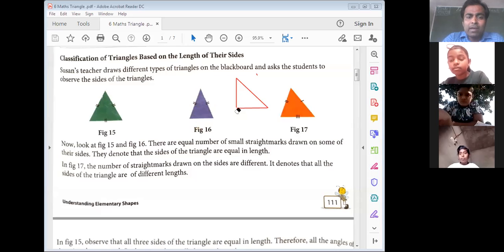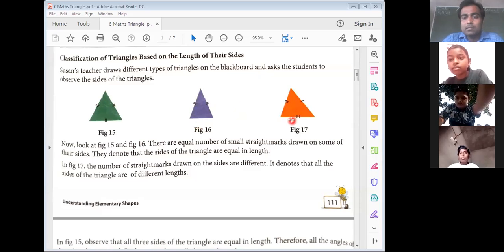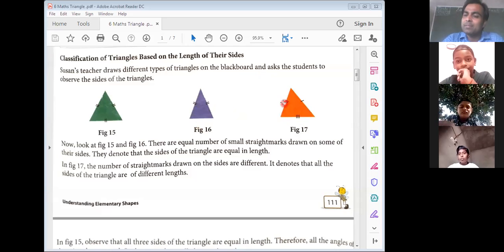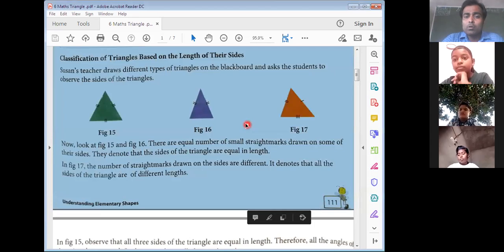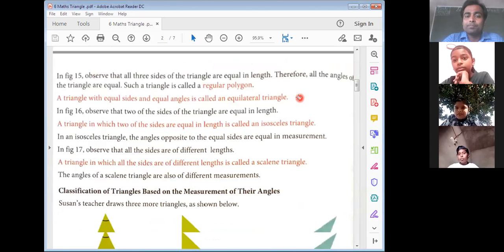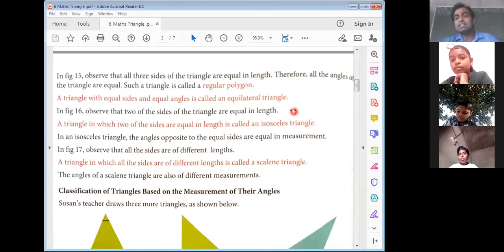You may also see the triangle where none of the sides are equal. That means all the sides are different in the size, in the length. ये अगर 5 सेंटीमीटर है, ये 6 सेंटीमीटर है, ये 4 सेंटीमीटर है, ऐसा पॉसिबल है कि तीनों साइड आपका अलग अलग मेजरमेंट के हों. तो इस तरह के ट्रायंगल को क्या बोलते हैं? इसी तीन तरह के ट्रायंगल्स आप फेस करेंगे.